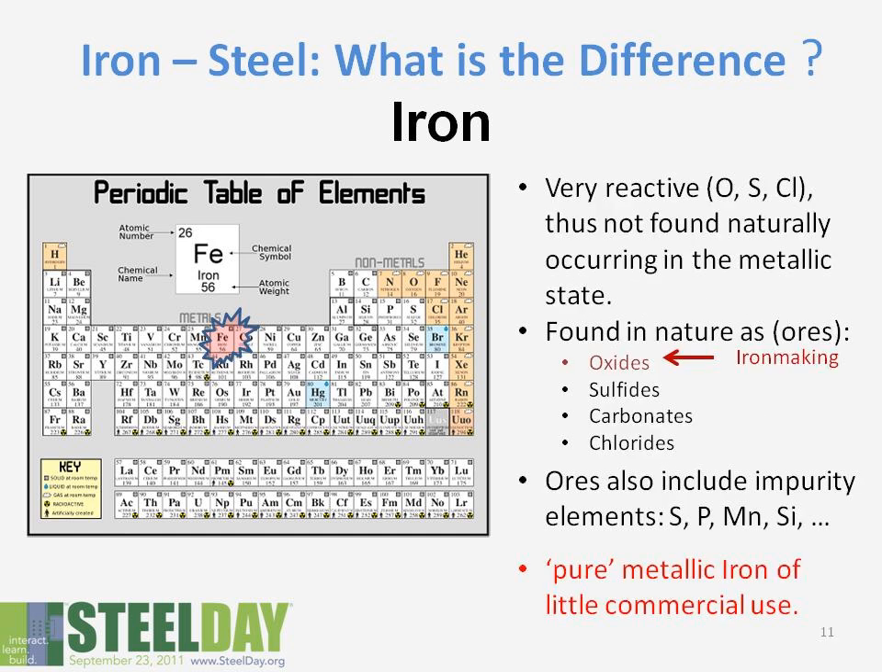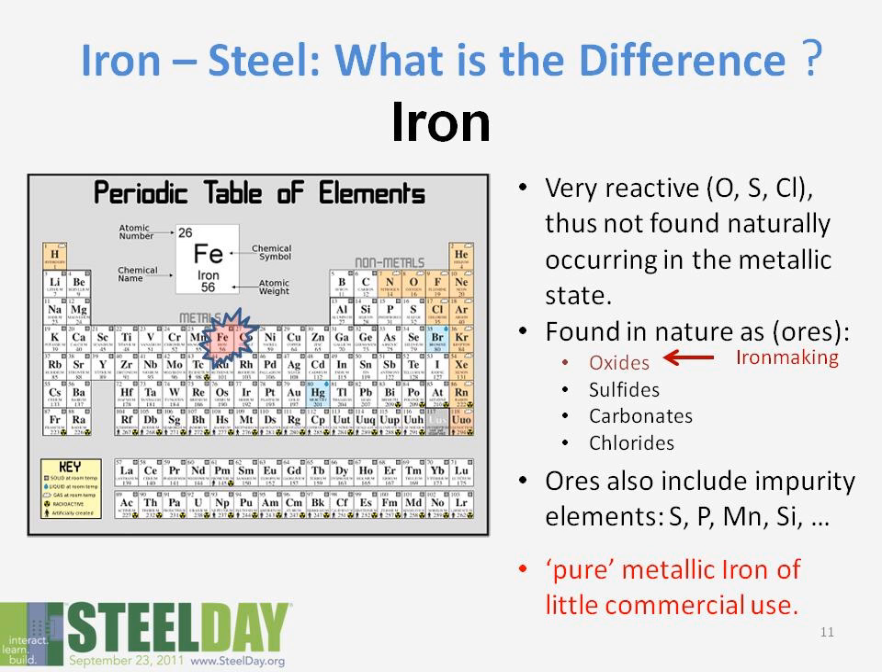Iron is actually very reactive. So in nature, it's not normally found in a metallic state. Normally we find it in ores. They can be oxides, sulfates, carbonates, chlorates. There are some others there. Primarily the oxides are the ones that we're interested in for steel and iron making. These ores can also include some impurities such as sulfur, phosphorus, manganese, silicon, and some others.